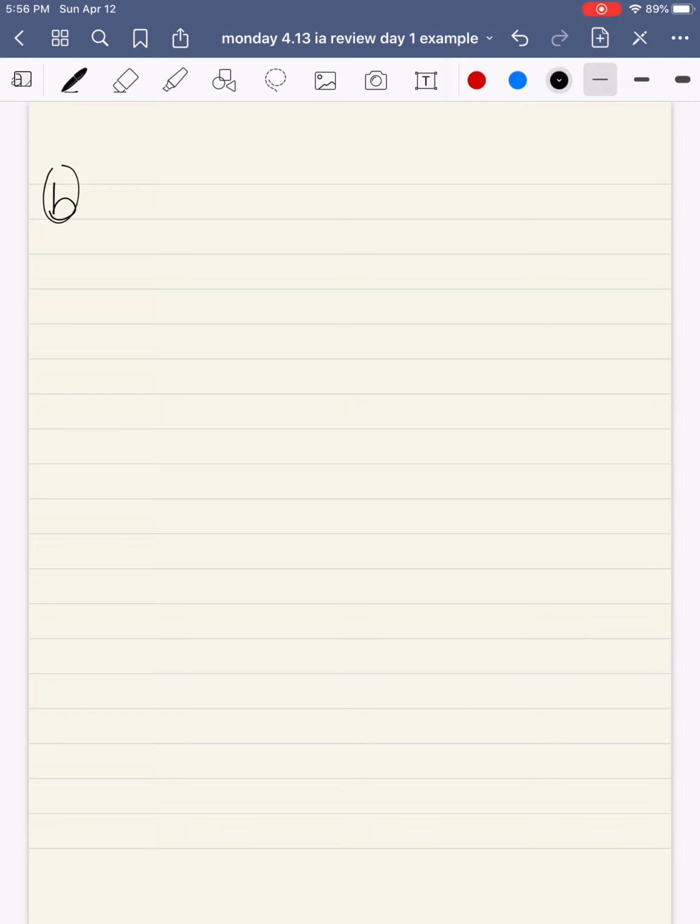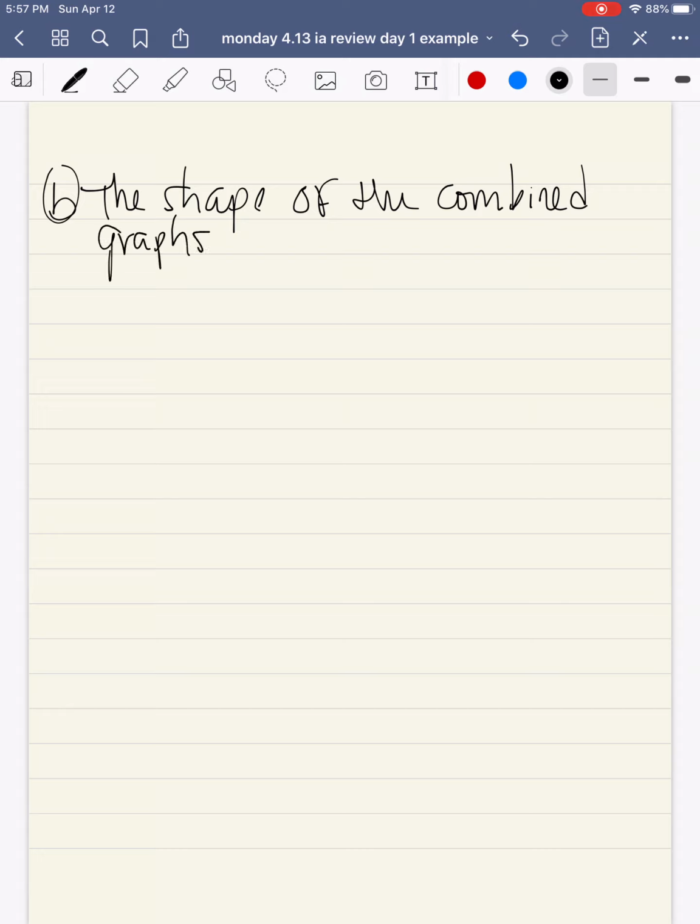So here, we can just say the shape of the combined graphs will be symmetric and unimodal.